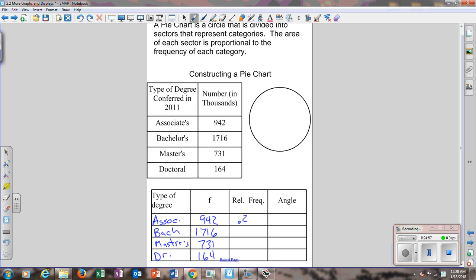All right, 0.27. I can hear people complaining about writing in pen already. This one's 0.48. This one's 0.21. And this one's 0.05.